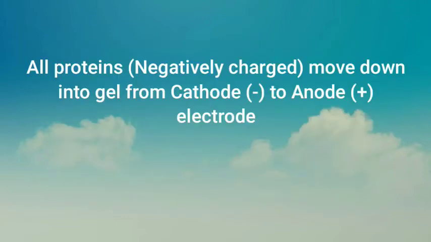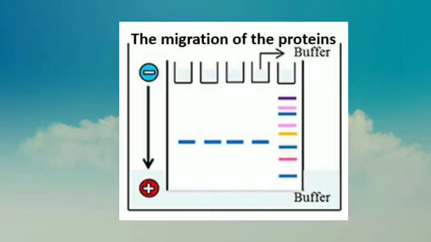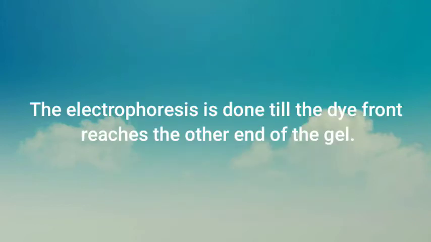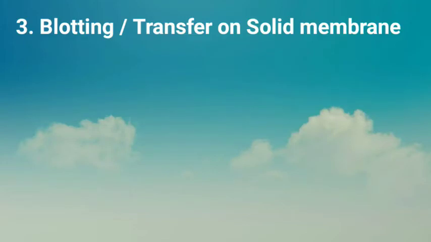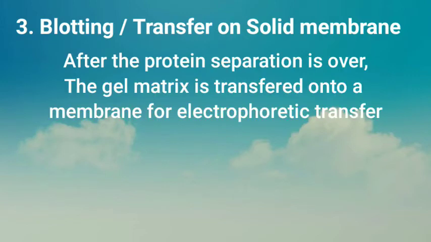All negatively charged proteins move down in the gel from cathode to anode. As they are negatively charged, they travel towards the positively charged electrode, so they trickle down through the solid gel. The electrophoresis is done until the dye front reaches the other end of the gel. When the dye front reaches the bottom, the electrical supply is turned off. Electrophoresis is stopped.